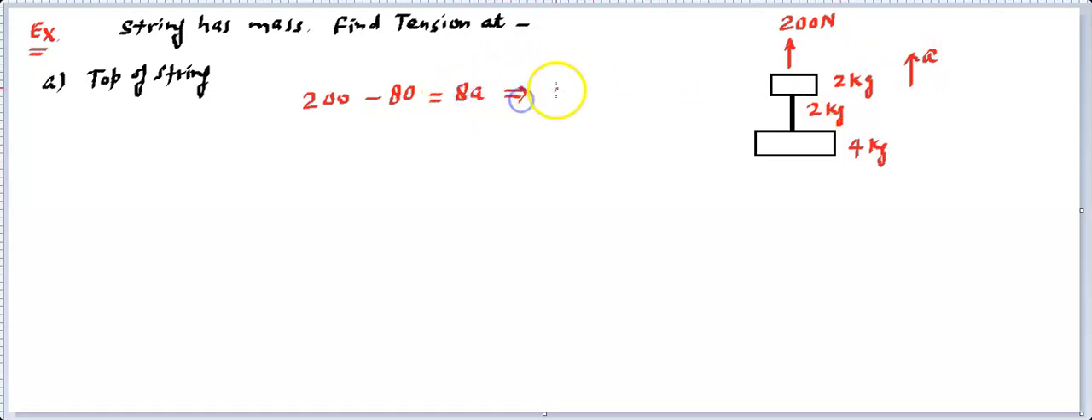From here you can find what the acceleration is. This acceleration can be found as 120 divided by 8. You can simplify it to the extent you can. So let's say you divide by 4, it's going to be 30 over 2, or you can directly write 15 meter per second square. That becomes the acceleration of the entire system. They are moving together, right?